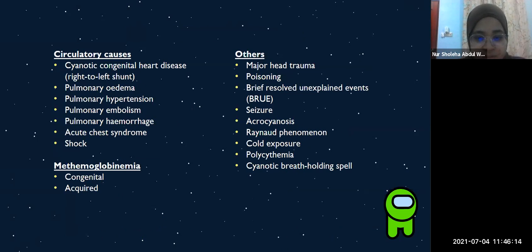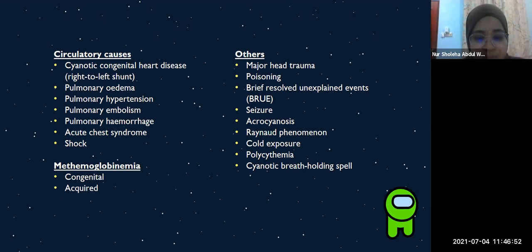For circulatory causes, cyanosis may be due to mixing of oxygenated and deoxygenated blood, or structural or vascular alteration in the pulmonary blood flow, or cardiac decompensation with pulmonary edema or shock. Examples of circulatory causes of cyanosis are cyanotic congenital heart disease, pulmonary edema, pulmonary hypertension, pulmonary embolism, pulmonary hemorrhage, acute chest syndrome, and shock. Other than that, methemoglobinemia also can cause cyanosis.